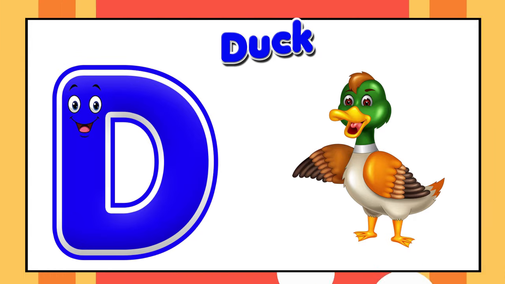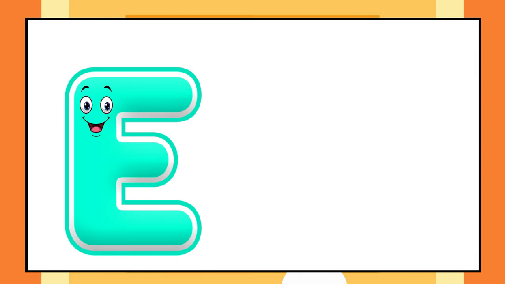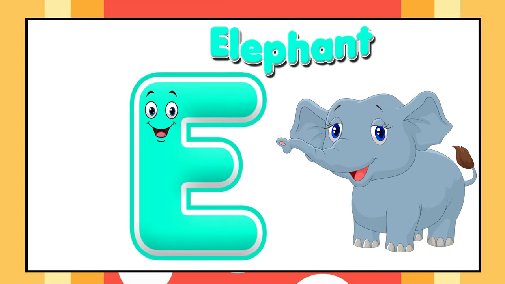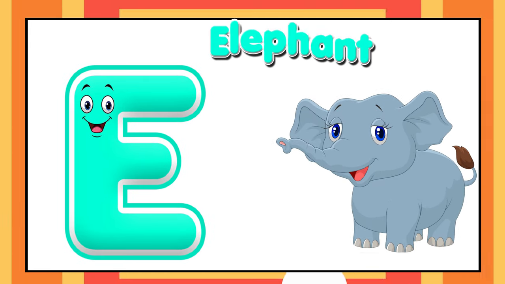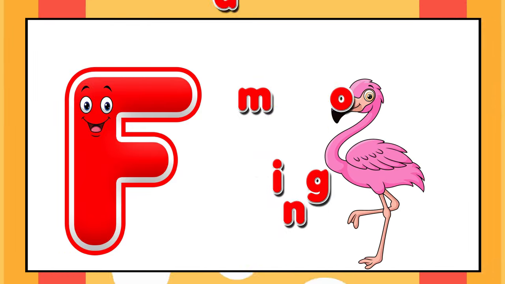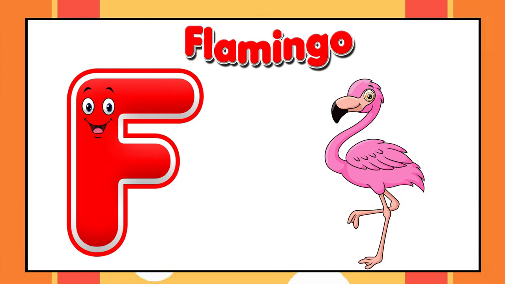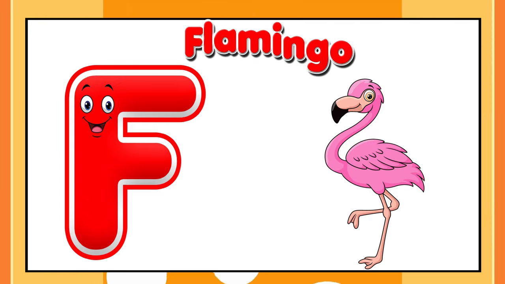D, duck. E is for elephant. E, e, elephant. E, elephant. F is for flamingo. F, f, flamingo. F, flamingo.